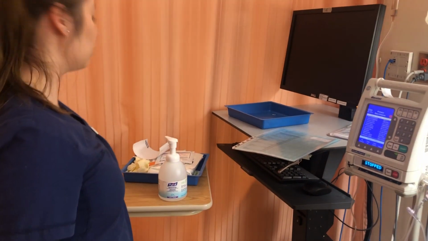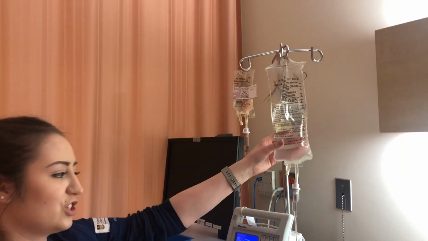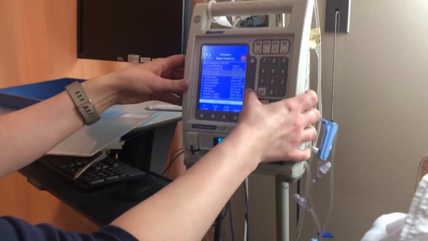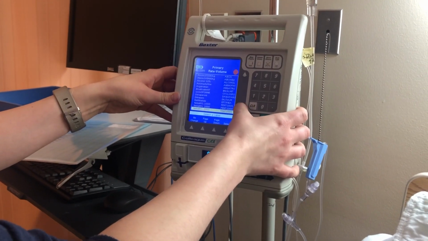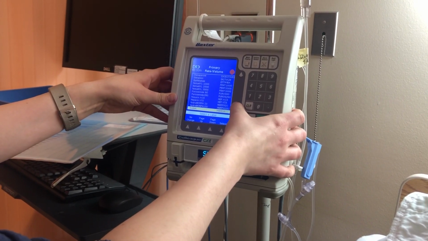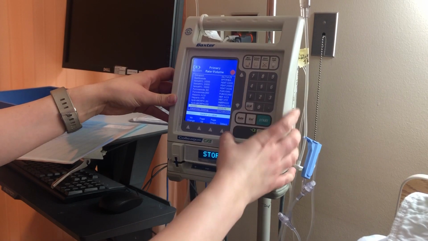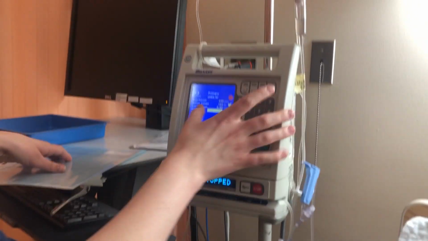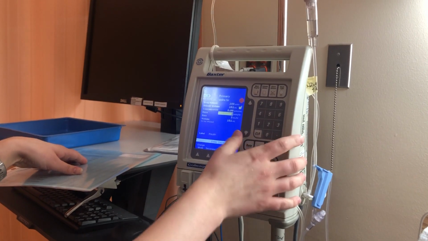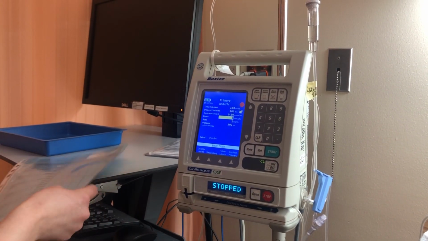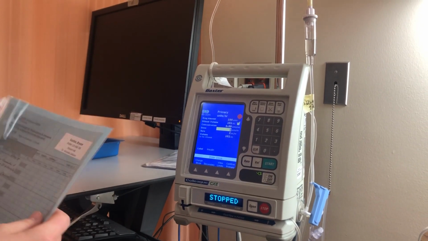It's also compatible with normal saline, which I know my patient is running right now. So, continuing on with Guardian, I'm going to scroll down till I see insulin. Okay, there we go. Insulin, select. So the prescribed rate is 2 units per hour, which is 2 milliliters per hour. So now that that's all inputted in there, I'm going to do my second med check.